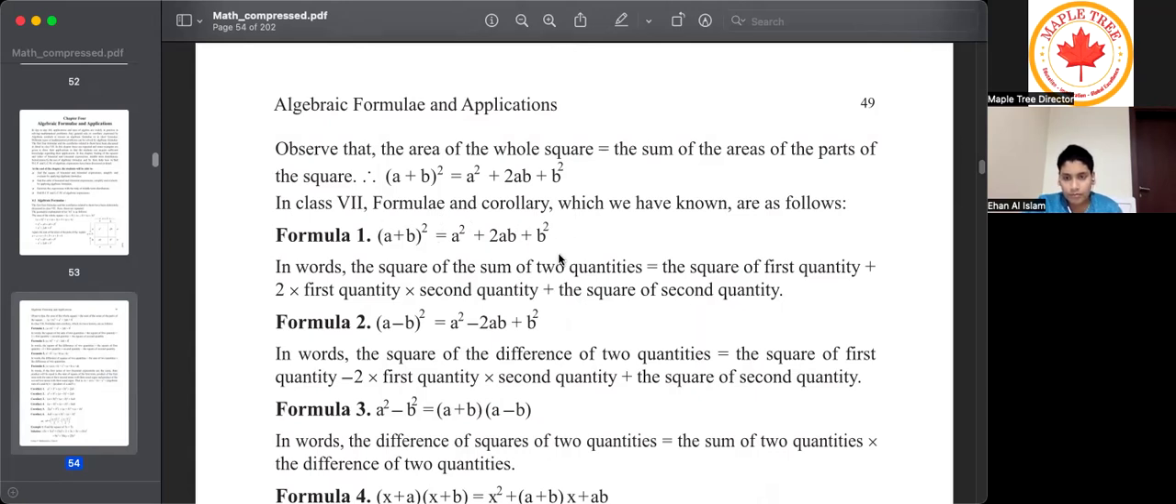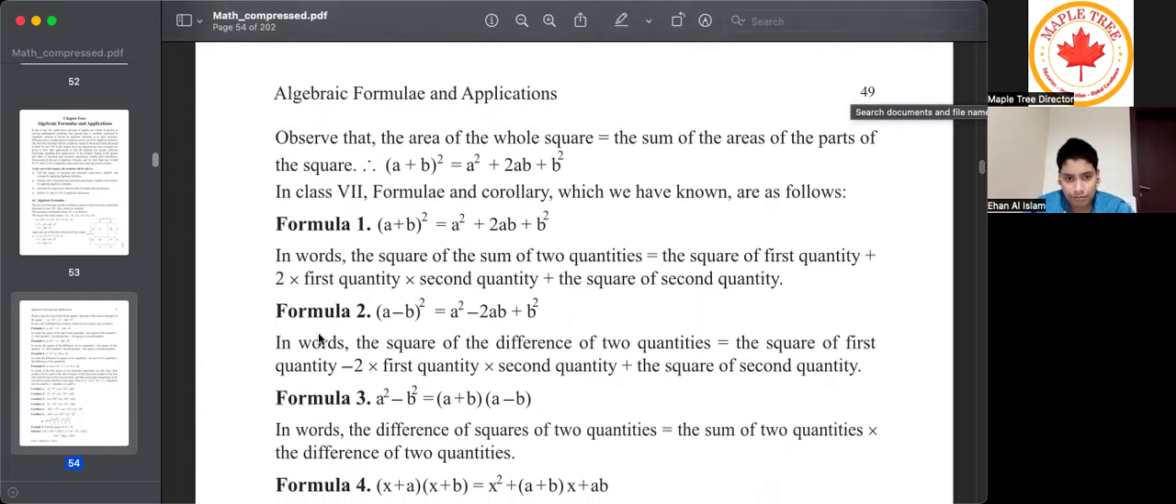So in class 7, the formulas and corollaries which we have known are as follows. Formula 1 is (a plus b) whole square. Please write it down. This is formula 1 and formula 2. Again, write down (a minus b) whole square, which is a square minus 2ab plus b square.